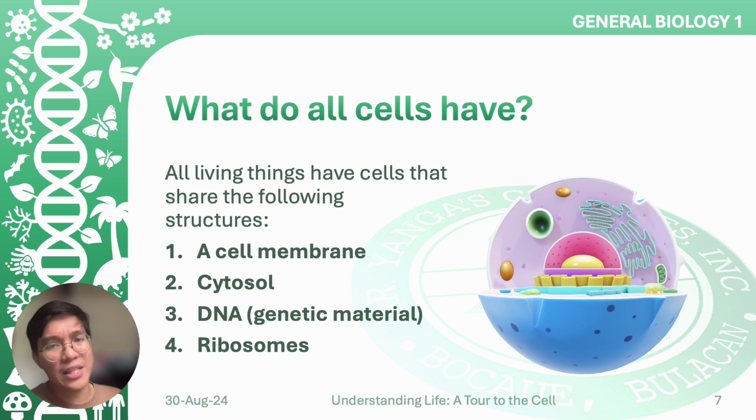All living things have cells that share the following structures. Again, all living cells, regardless of whether you are a bacterium, a human, or a plant, must have all these four. What I mean here is that all of the cells will contain the following. If you do not have at least one of them, you're not alive. You're not a cell.